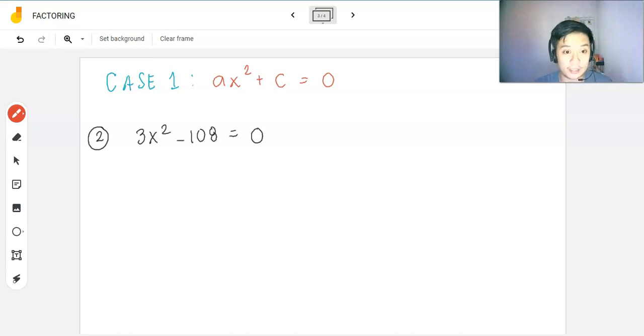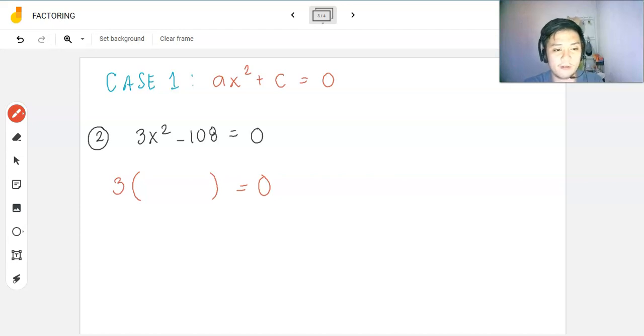Pansinin natin yung 3 at 108. Both of them are divisible by 3, which means baka we need to apply muna greatest common monomial factor at saka lilitaw yung difference of two squares. So let's do that. So we'll factor out 3. So we will divide both terms here by 3. And then the results will be placed inside this pair of parentheses.